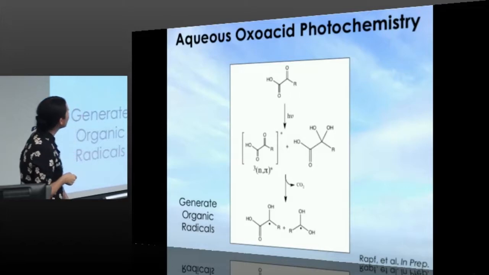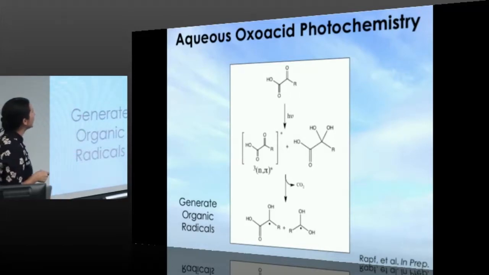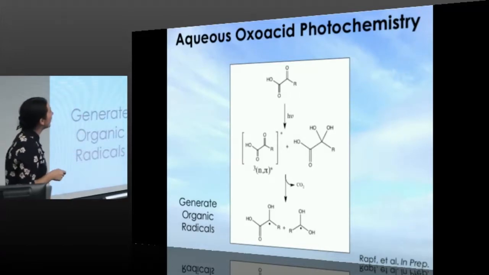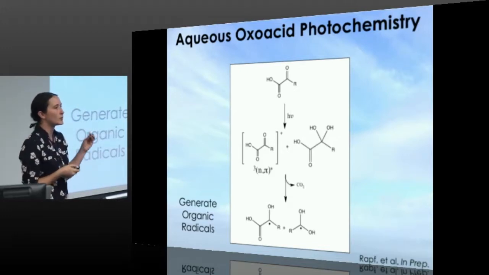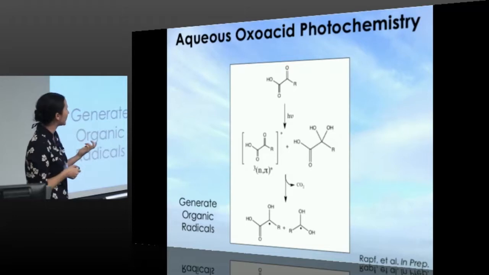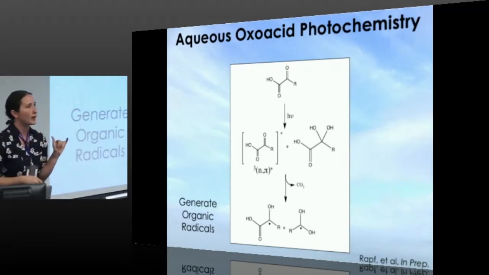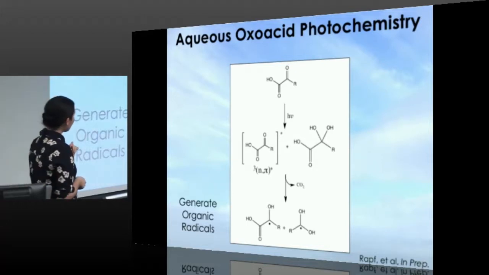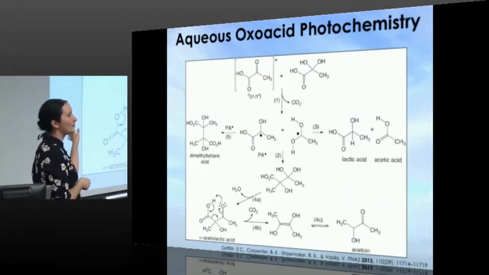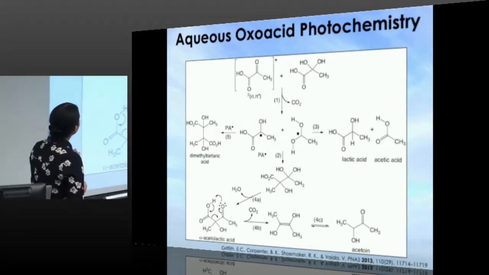And so when we're talking about what the triplet state is doing, it interacts with another pyruvic acid. In this case, this is the diol, but there's an equilibrium between the pyruvic acid and the diol in aqueous solution. And it decarboxylates, and it generates two organic radicals. And the organic radicals can go on to make a number of products. But the one we're going to focus on in particular is this.